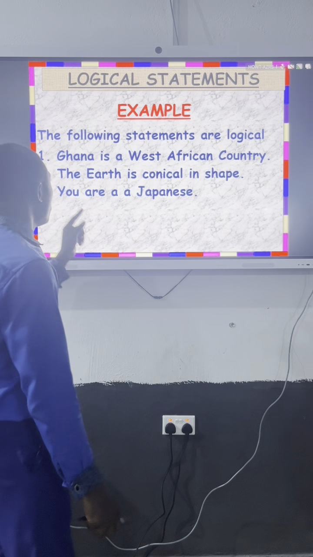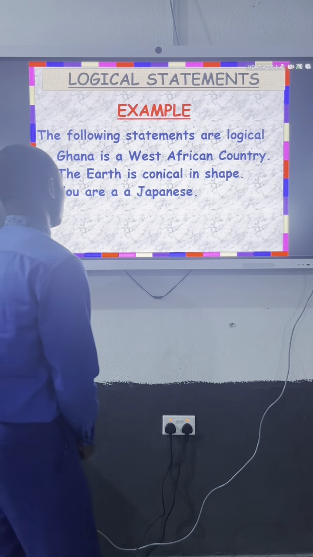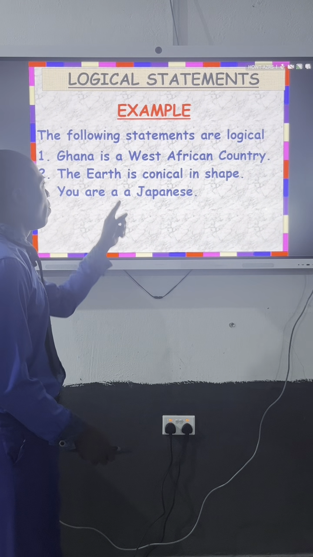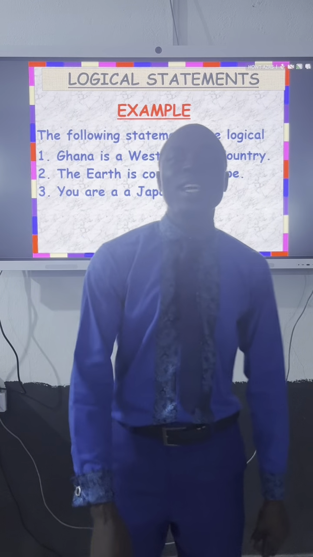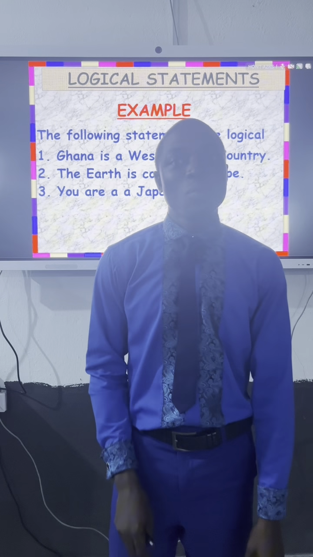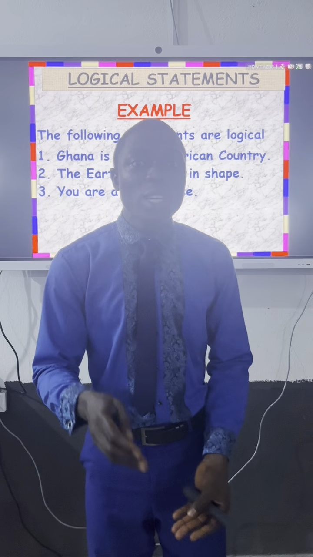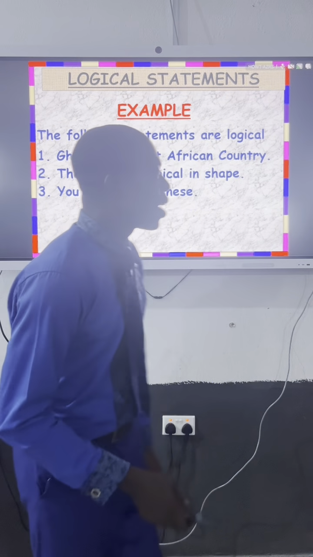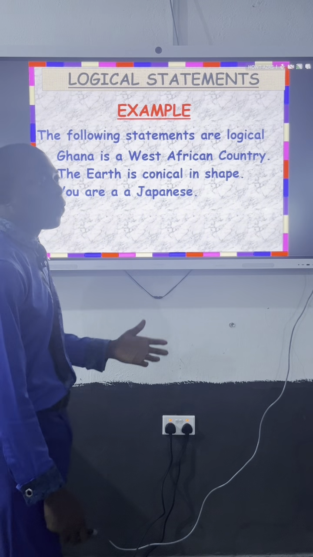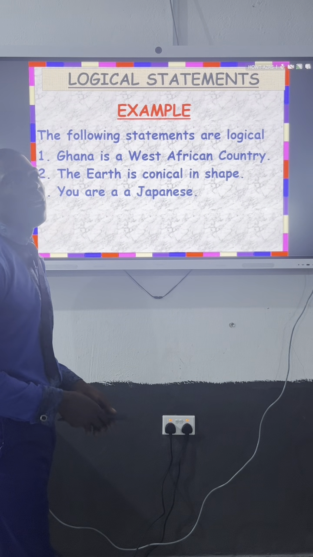Number three, you are a Japanese. Sorry, I repeated "a" twice. I'm sorry about that. So, you are a Japanese. Somebody looked at you and said, you are a Japanese. It may be true. It may be false, depending on your nationality. So you can tell whether this statement is true or false. That makes it a logical statement.